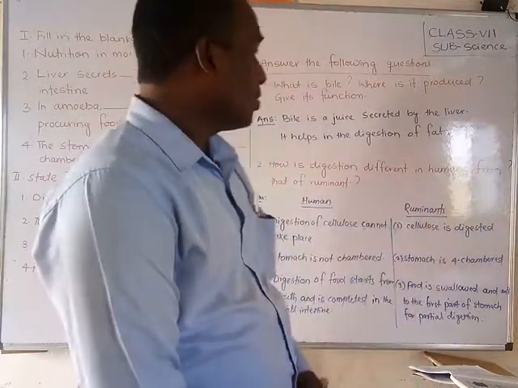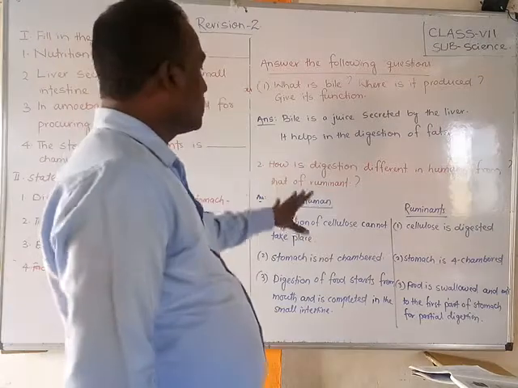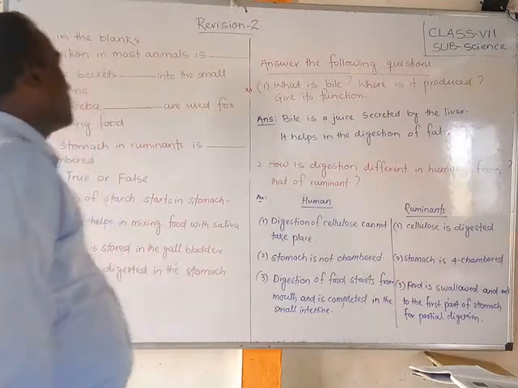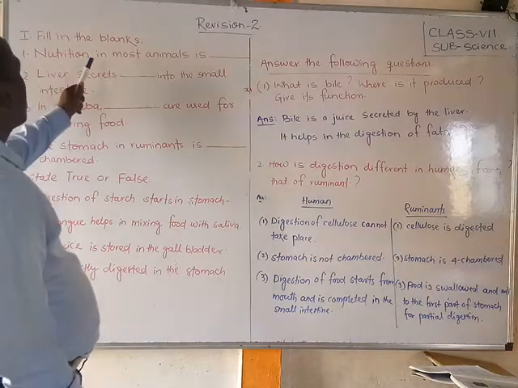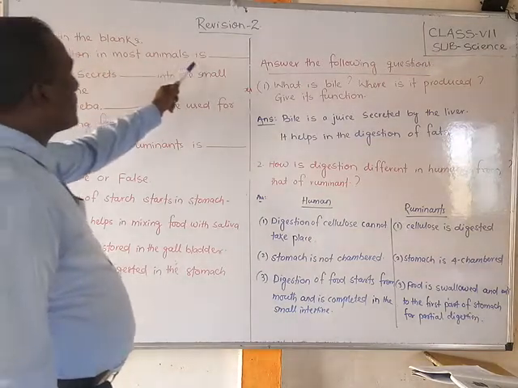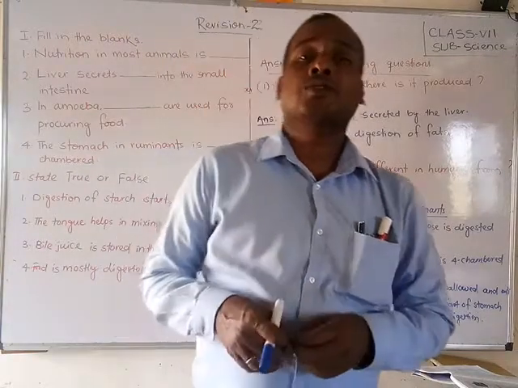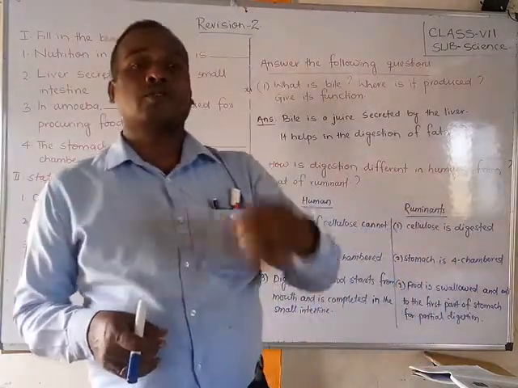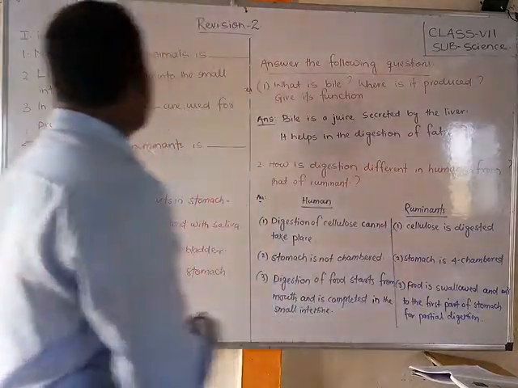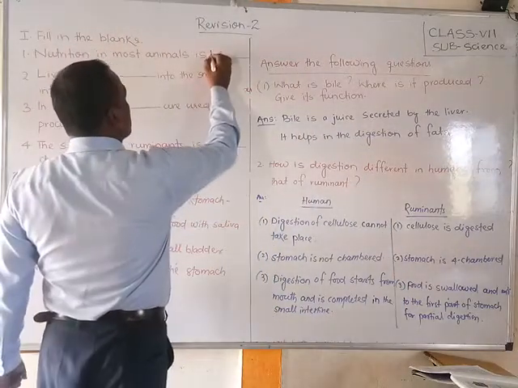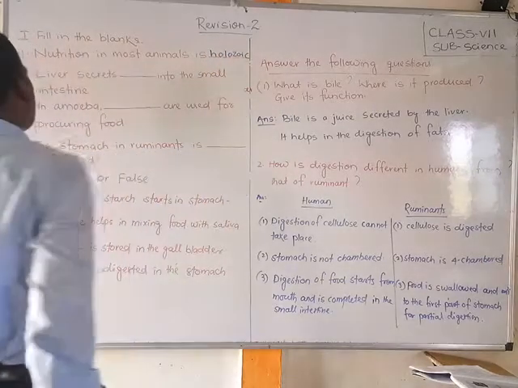I have written some fill in the blanks, true or false statements and some question answers that we will discuss in this chapter. First question, observe: nutrition in most animals is dash. Whatever foods animals take are solid food items, so this is called holozoic nutrition.